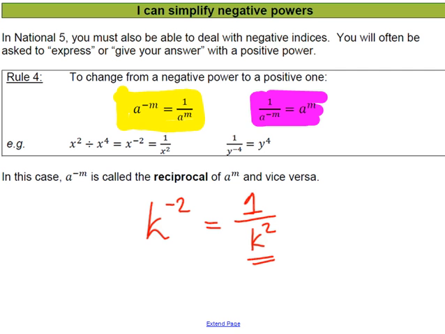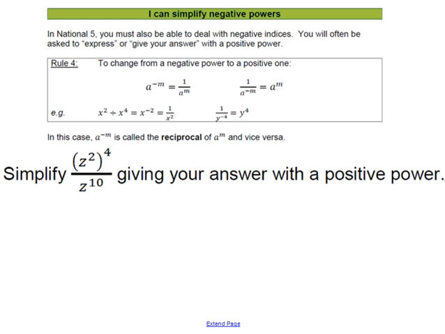Okay, let's look at just a couple of examples of the types of questions that we might see around this, building in the previous rules that we've used as well. Here we see a possible question that says to simplify z squared all to the power of 4 all over z to the 10, and to give your answer with a positive power. So the first thing we need to do is look at that and remember our rule 3 there.